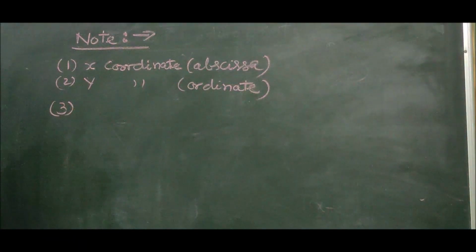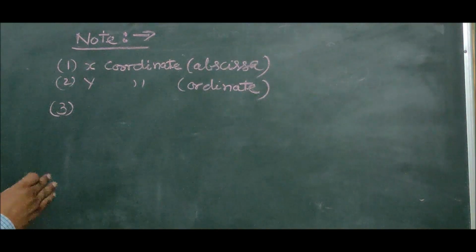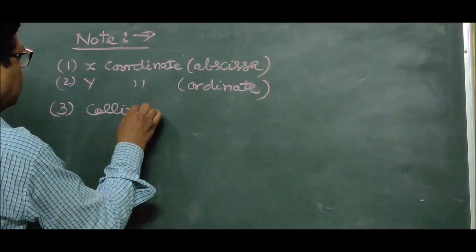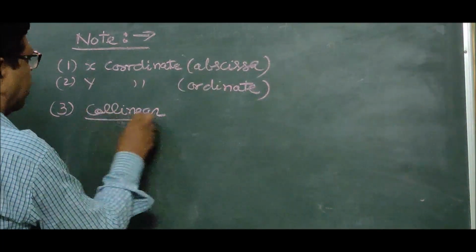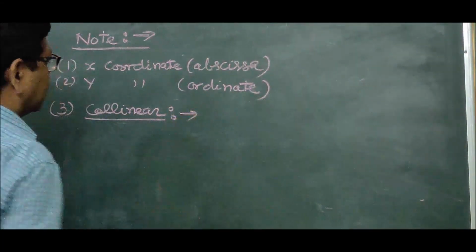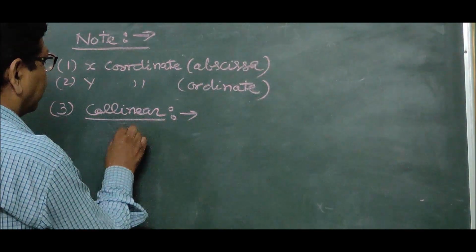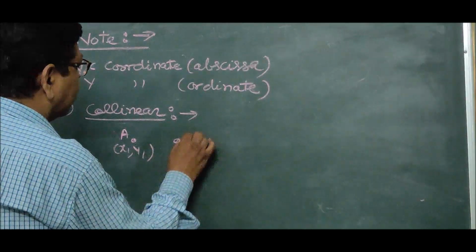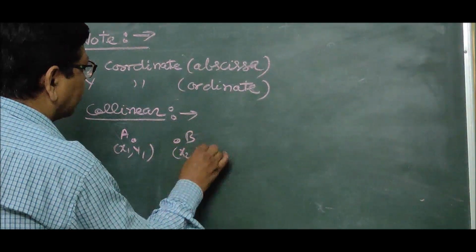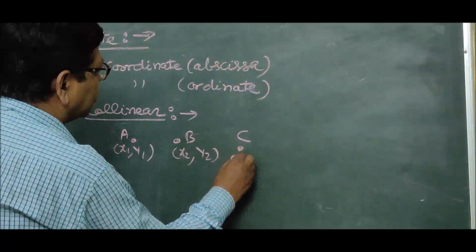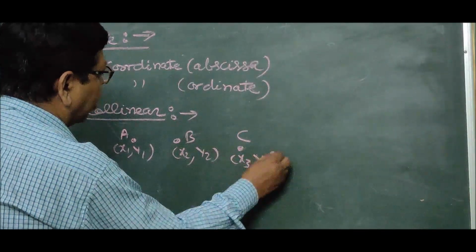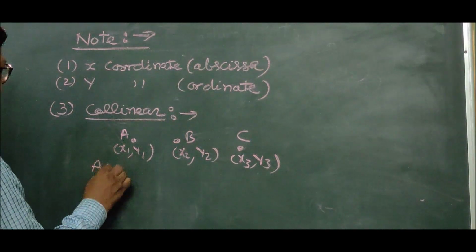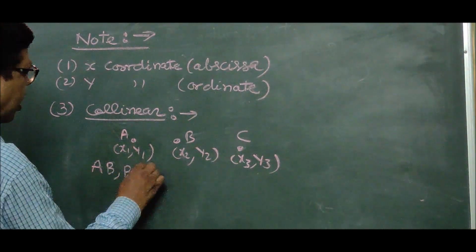Third point, if coordinates of 3 points are given and you want to show that those 3 points are in a straight line, collinear. Collinear means straight line. Suppose 3 points are given. A has the coordinates x1, y1, B has the coordinates x2, y2, and C has the coordinates x3, y3. Now in this case you will find the three distances AB, BC and AC.